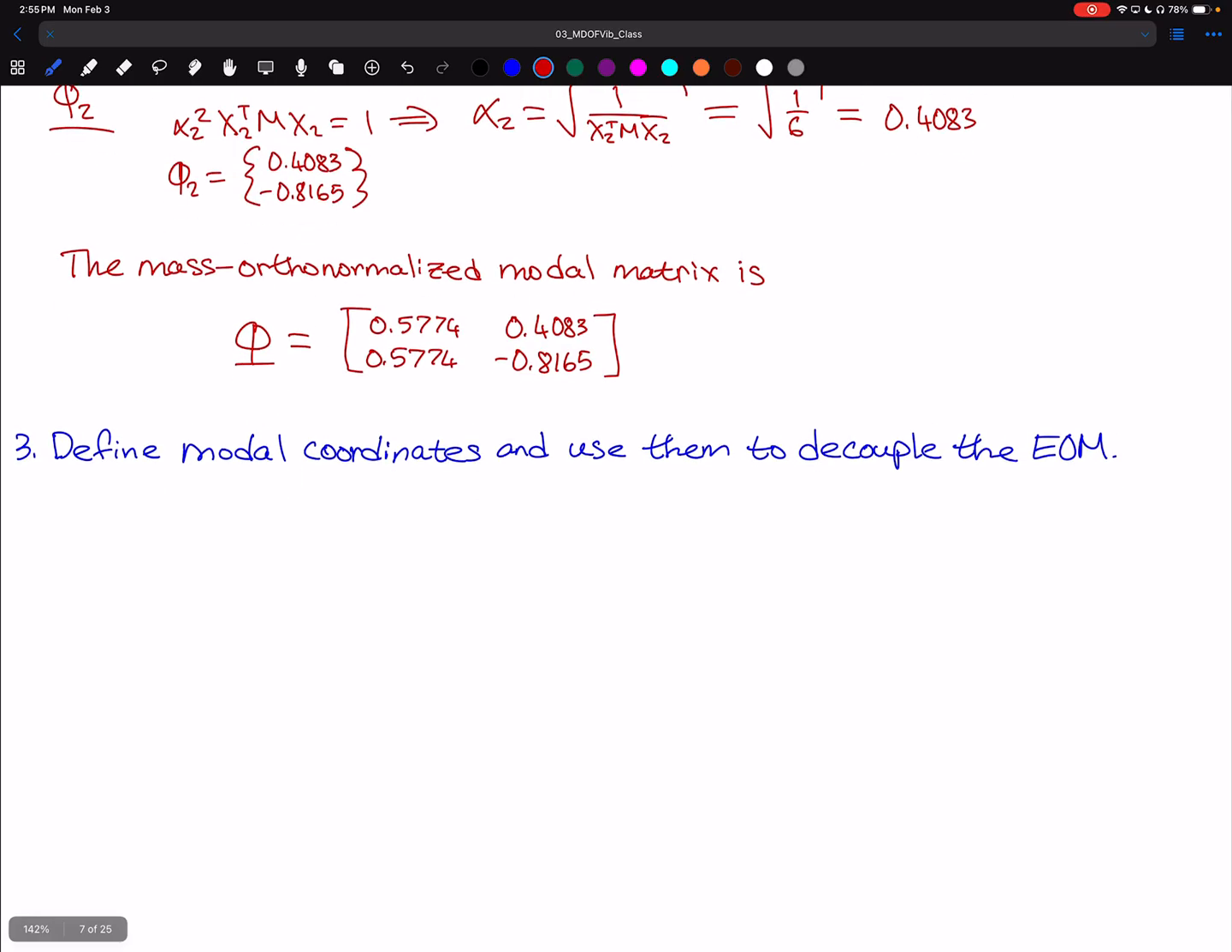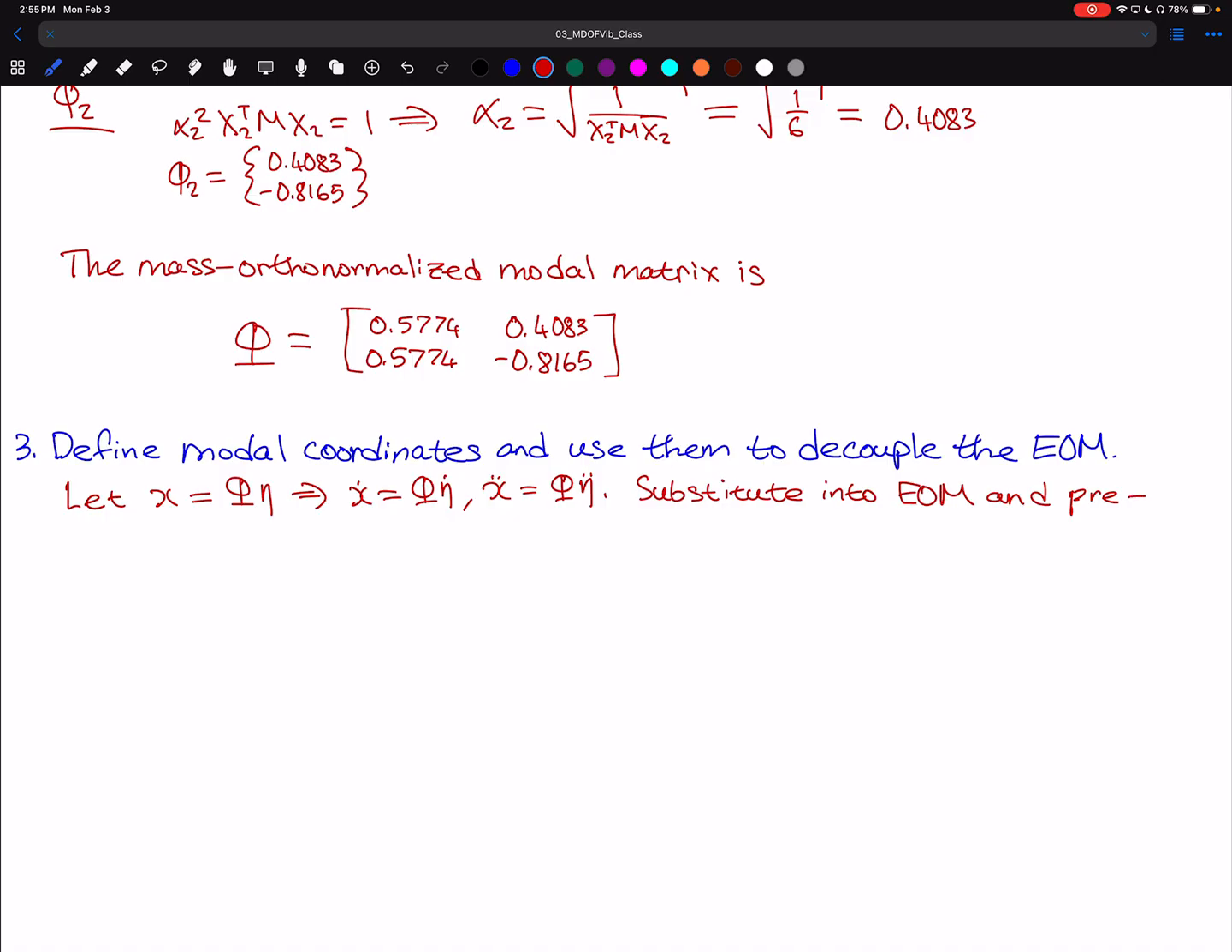Okay, once we've defined our modal matrix, we can use it to define modal coordinates, and then we can use that to decouple the equations of motion. So we're going to let our x vector be equal to phi eta, which will then tell us that x dot is equal to phi eta dot, and x double dot is equal to phi eta double dot. We're going to substitute that into our equation of motion and pre-multiply by phi transpose.